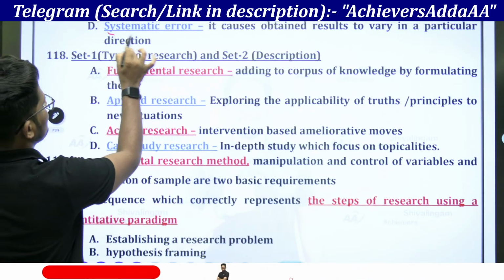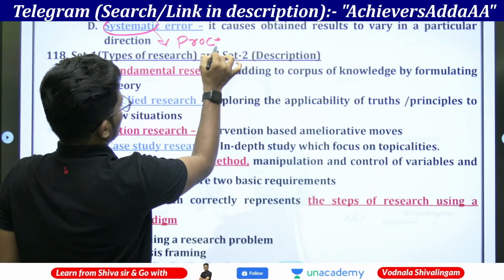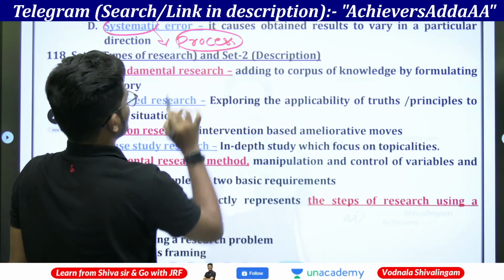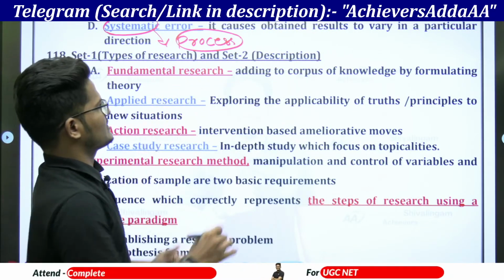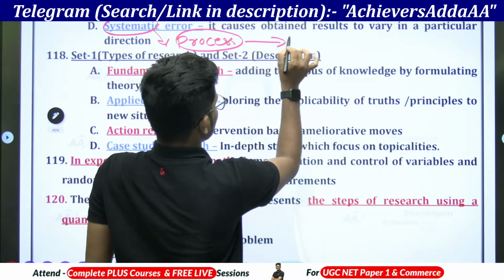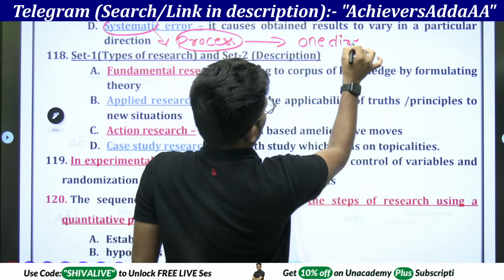Systematic error. Systematic means a process error. It's an error in the procedure. It causes obtained results to vary in a particular direction. Whenever a systematic error is there, you can sense one direction of the error.